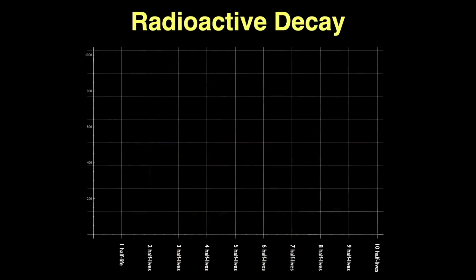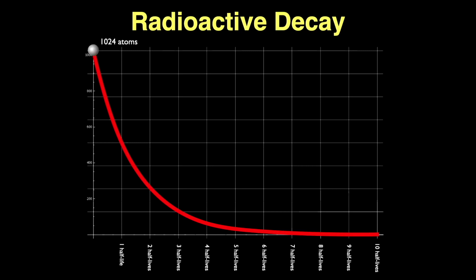What's a half-life? This graph shows an exponential decreasing curve. As an example, let's say we start with 1,024 atoms of any isotope from the previous slide, even the short half-lived ones. If you wait 1 half-life, half of your isotope will decay, and you'll have 512 atoms left.